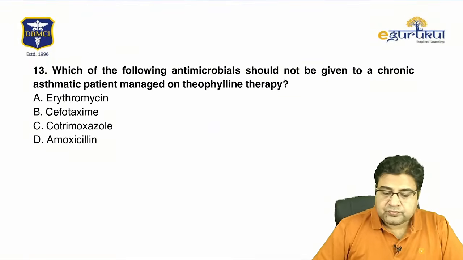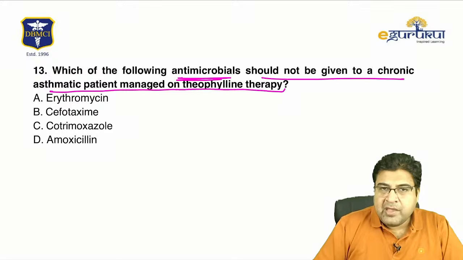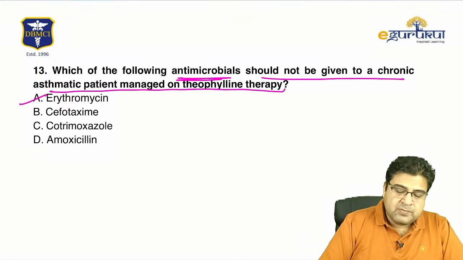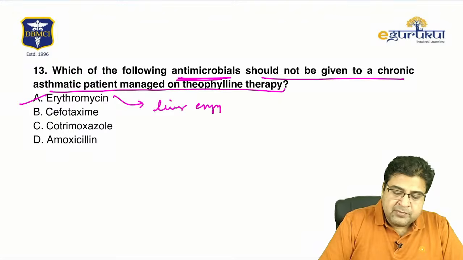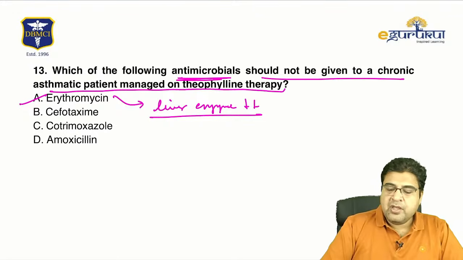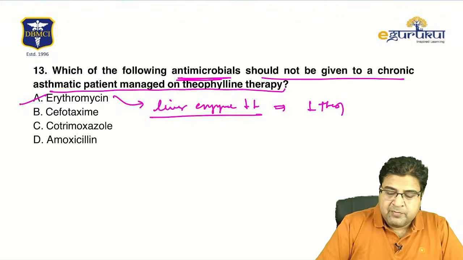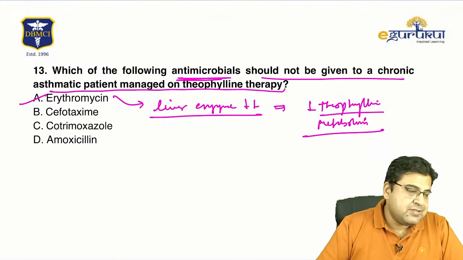Question 13, which of the following antimicrobials should not be given to a chronic asthmatic patient managed on theophylline therapy? So guys, please remember erythromycin. Erythromycin is a liver enzyme inhibitor. So you should know the names of medicines which are liver enzyme inhibitors. By inhibiting liver enzymes, this medicine can inhibit theophylline metabolism. So by inhibiting theophylline metabolism, this medicine can result in theophylline toxicity.